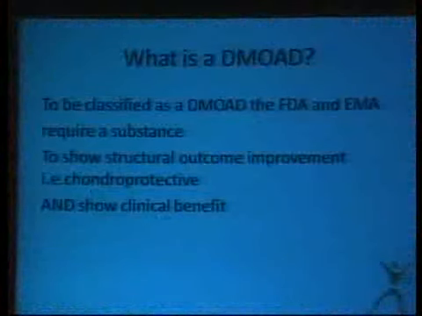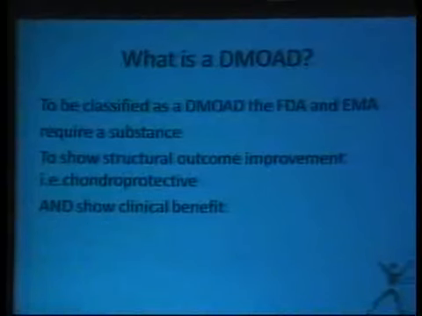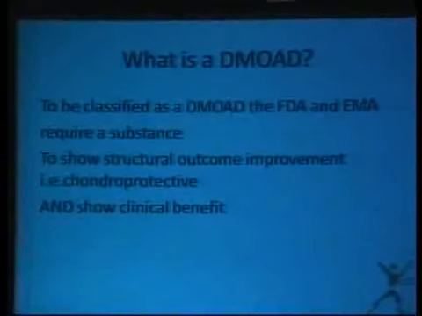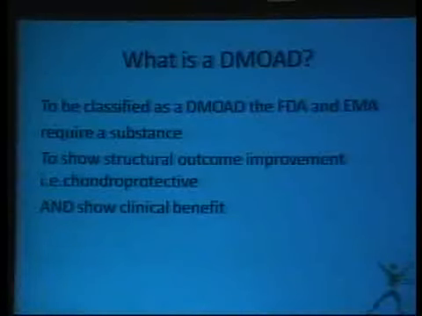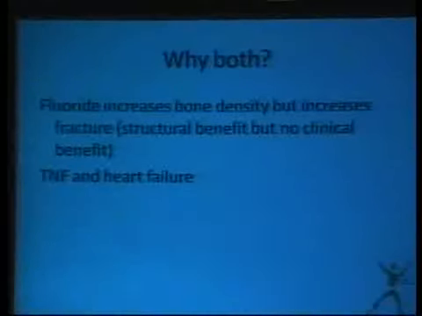What is a disease-modifying drug in osteoarthritis? To be classified as a disease-modifying drug, the FDA and the European Medical Associations require a substance to show structural outcome improvement. That is, it's chondroprotective, it decreases radiological progression, and it must show clinical benefit. So there are two huge components here. That's sort of similar to what happens in rheumatoid arthritis. We show decrease in X-ray erosions or a radiological progression, and we also show decrease in tender and swollen joint counts. So why both? We know why both.